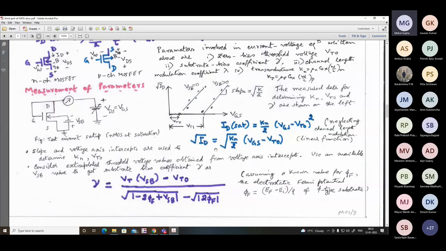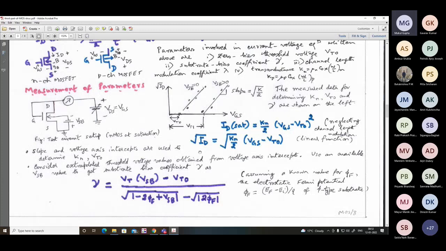So what we show here is that we are plotting the square root of current as a function of gate to source voltage for, let us say, two typical values of the source to body voltage. For one, VSB is 0. For another, VSB is some positive value. Then the other curve is slightly shifted away from this curve towards the positive voltage axis. And you can easily understand why.